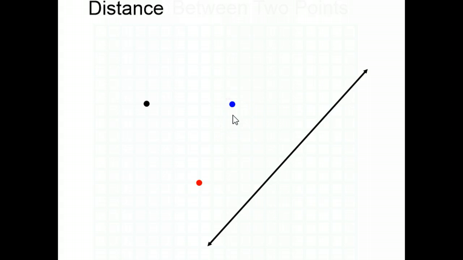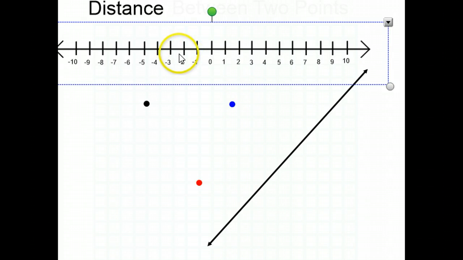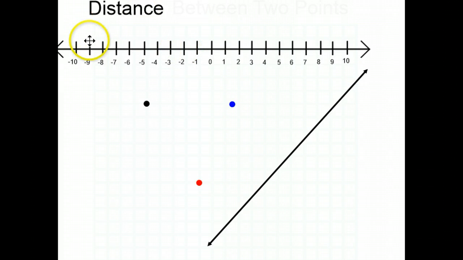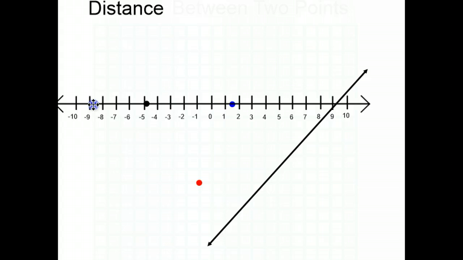What if we don't have a ruler? Will you still be able to determine the distance between these 2 points? And the answer is, of course, yes. The easiest way to determine that is to take a number line and place it so that the points lie on the number line. So let's say here's my number line. I'm going to place it so that my points lie on the number line.